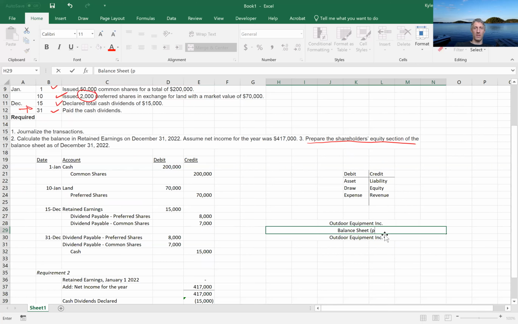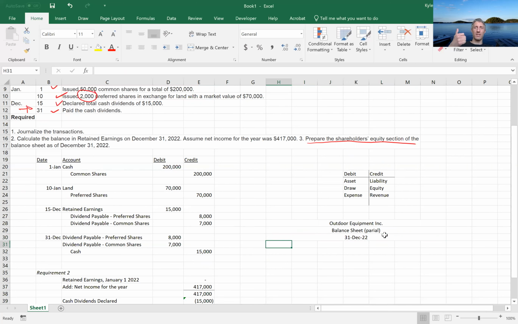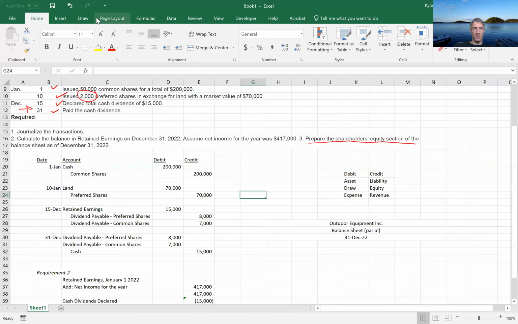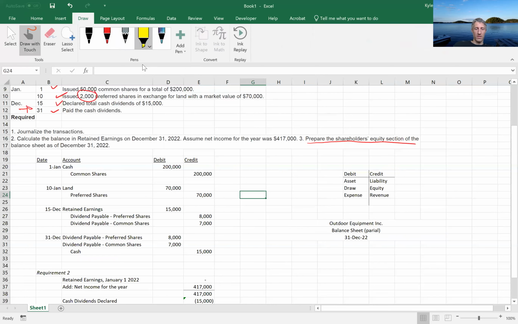This is only a partial balance sheet, right? We don't have the information in order to do everything else, because typically what will go on the balance sheet is assets, liabilities, equity. Here, we don't have any information on assets. We don't have any information on, or sorry, on liabilities, but we only are able to do the shareholders' equity section of the balance sheet. So it's only going to be a partial balance sheet. So maybe I'll just highlight that if I can, so that we know that this is a partial balance sheet.